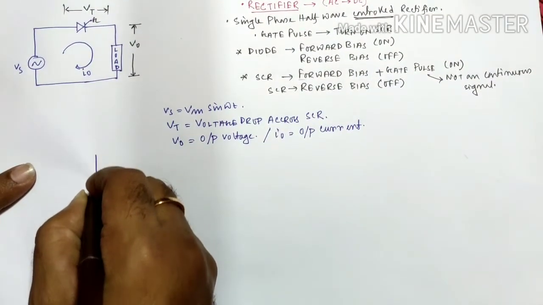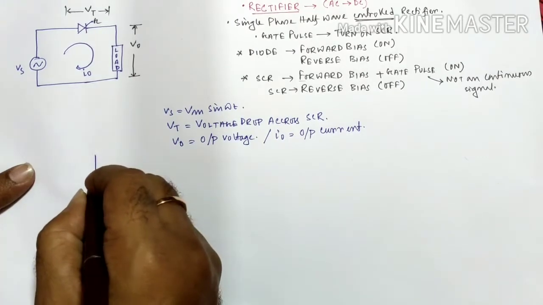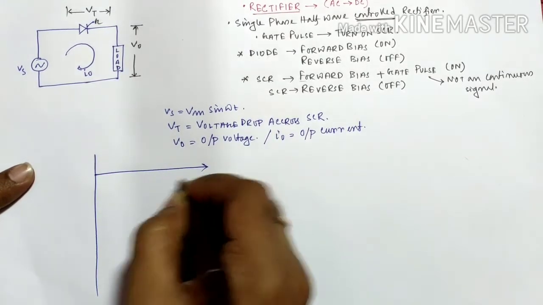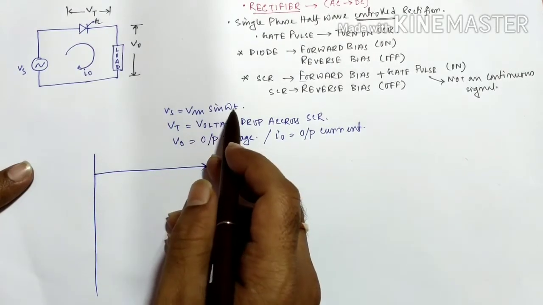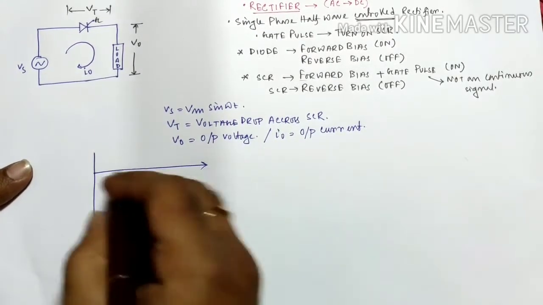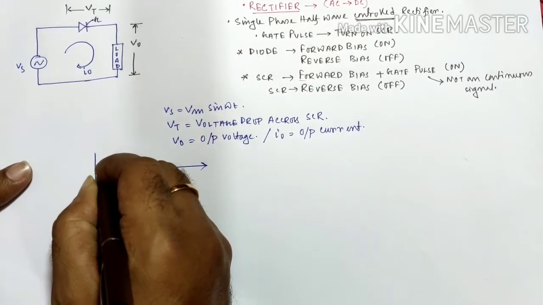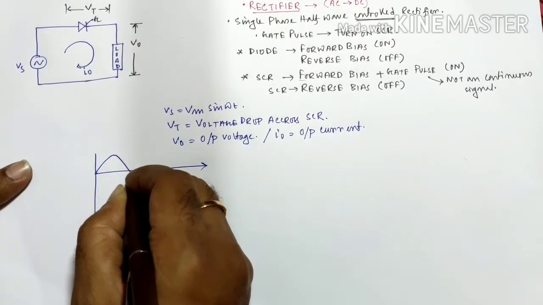So assume I want to draw Vs first. What is Vs? Vs is Vm sine omega t. So it's a pure sinusoidal waveform. So it should look like this one.